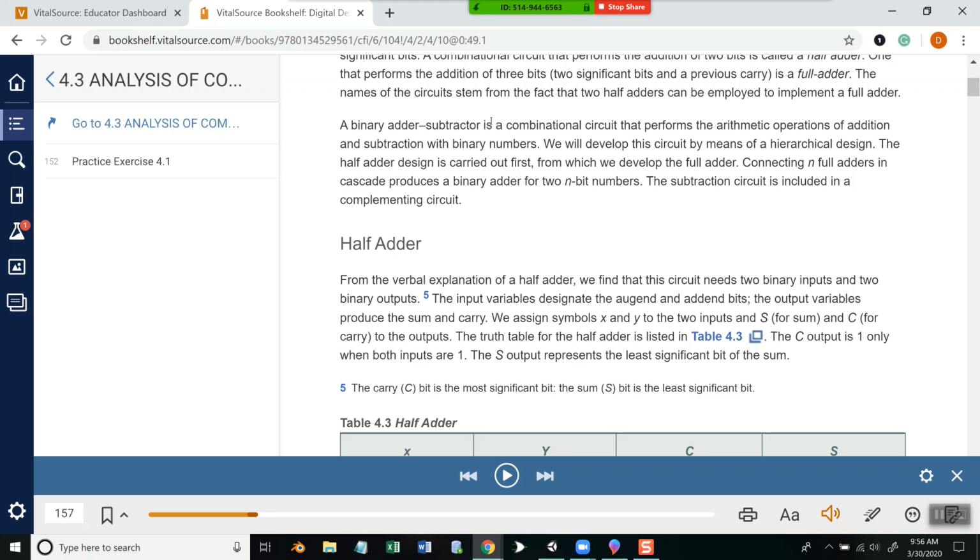It says a binary adder subtractor is a combinational circuit that performs arithmetic operations, addition and subtraction, with binary numbers. We would develop the circuit by means of a hierarchical design. Half adders are carried out first, from which we develop a full adder. Connecting full adders in cascade produces a binary adder for two n-bit numbers. The subtraction circuit is included in a complementing circuit.